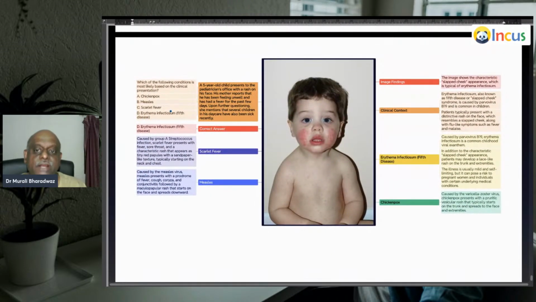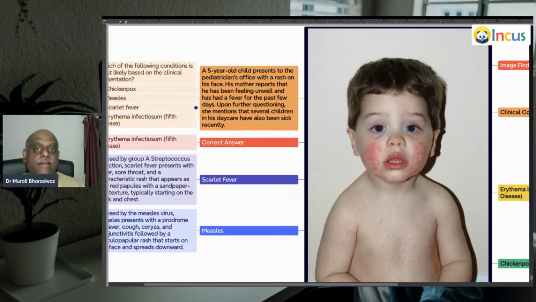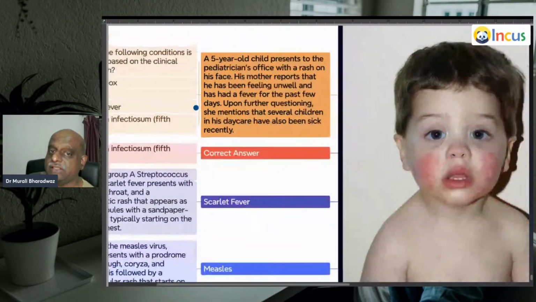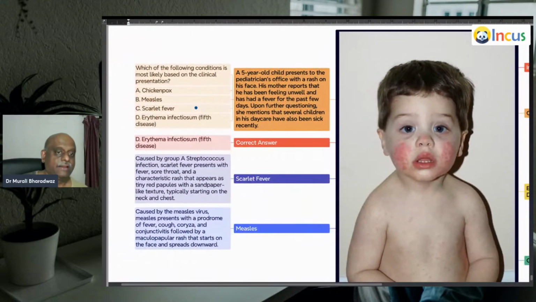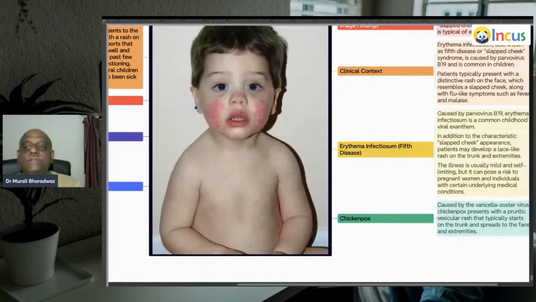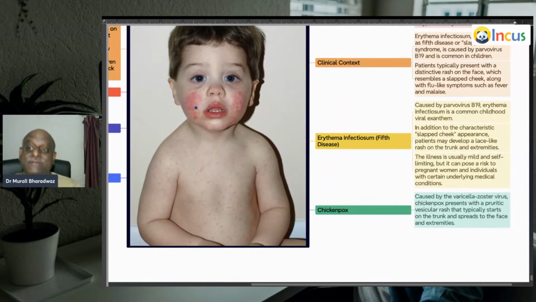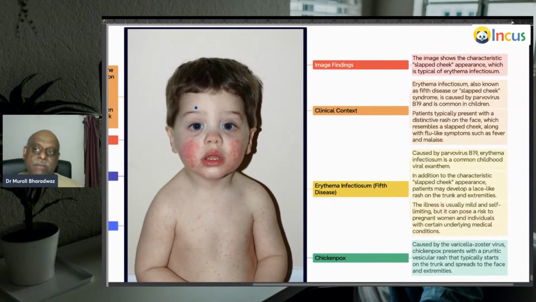Then a 5-year-old child presents to the pediatrician's office with a rash on his face. He is feeling unwell. He had fever for the past few days. Upon further questioning, several children in his daycare have been sick. What is this? Slapped cheek appearance, which is seen in erythema infectiosum, is what you need to remember.